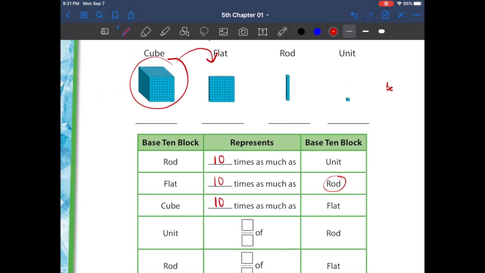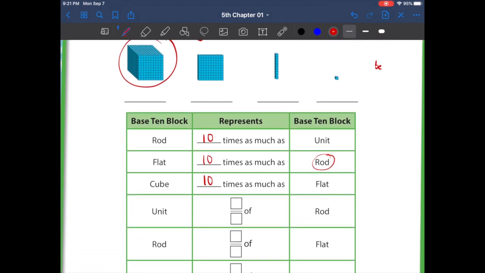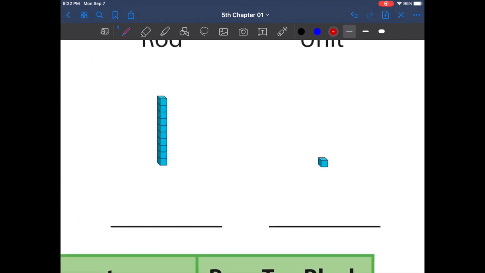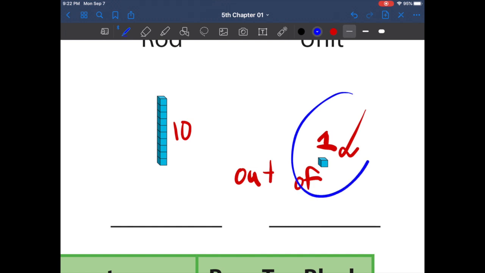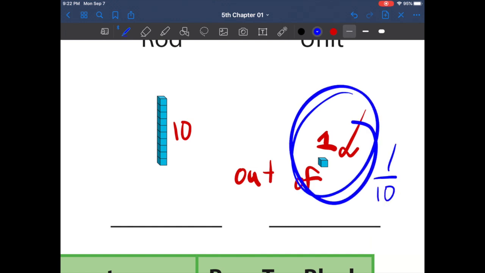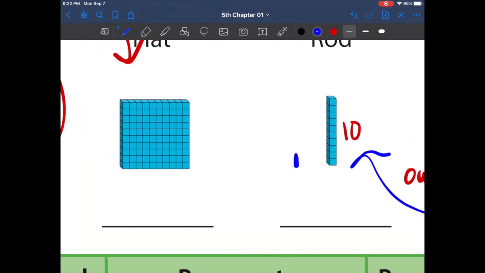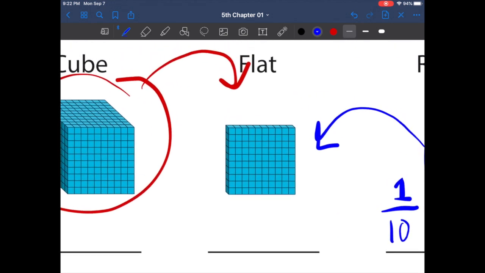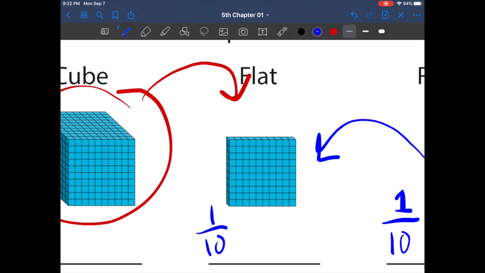Okay, now that's one way to write it, is times, but sometimes we can also go backwards and we can say 1/10. Okay, so let me give you an example of that. We have one of these, I'm going to write the words out of 10. So this right here, this one that I'm going to circle in blue, this is 1/10 of this, because we only got 1 out of 10. Okay, and the same thing right here. This would be 1 rod, 1 out of 10, right? 1 rod out of 10. And then this would be 1/10, 1 flat, right? 1 flat out of 10.